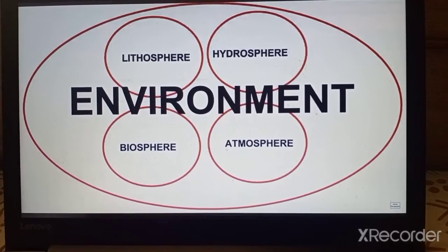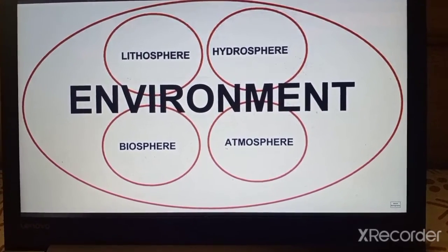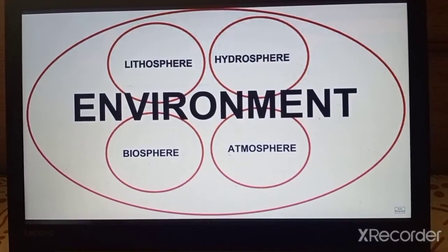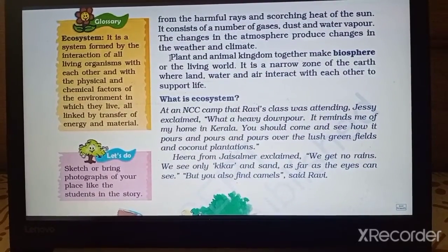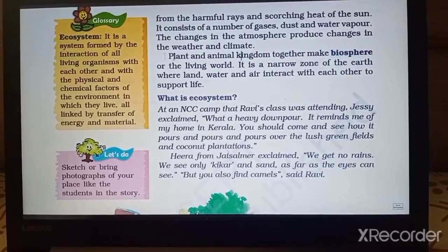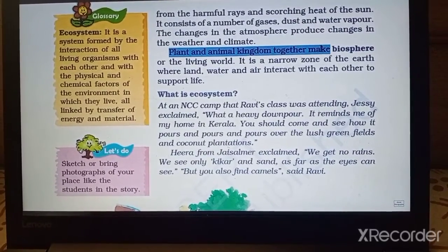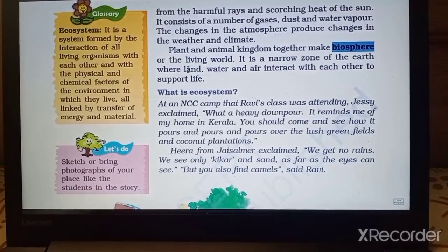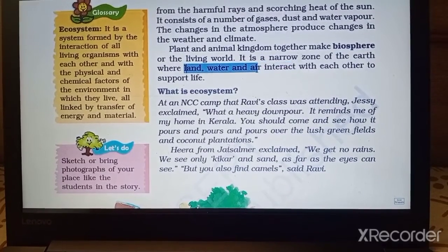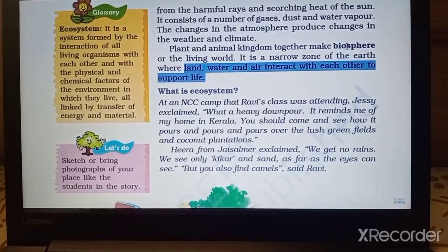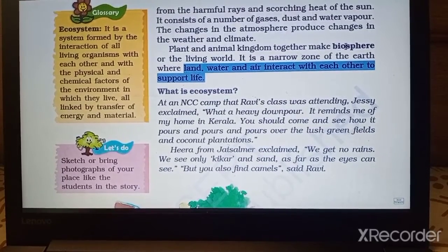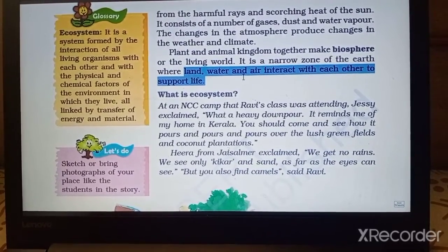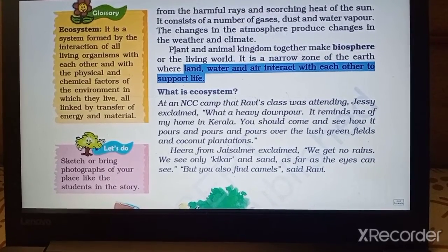So environment consists of everything: lithosphere, hydrosphere, biosphere, and atmosphere. Let's put a little more emphasis on the term biosphere. Plant and animal kingdom together make the biosphere or the living world. It is a narrow zone of the earth where land, water, and air interact with each other to support life. I'm sure there will be a question based on this because I've faced this question in many exams. So remember this very clearly.